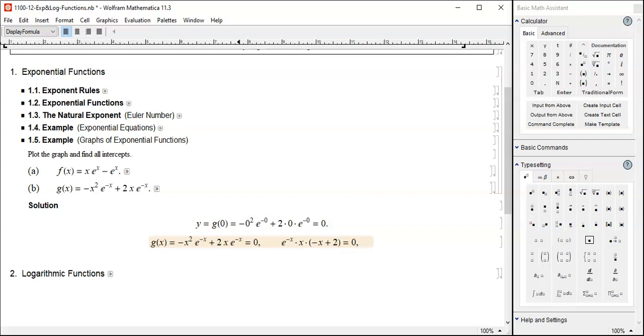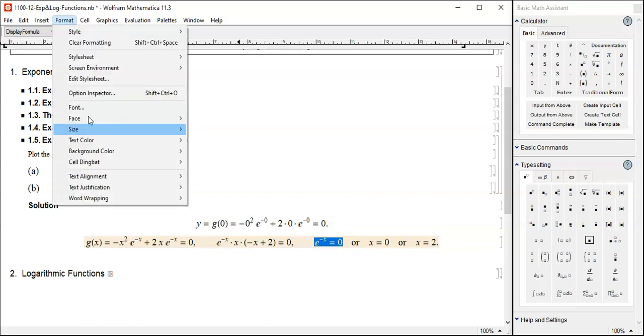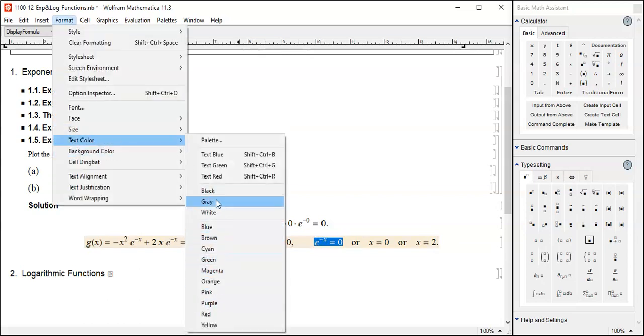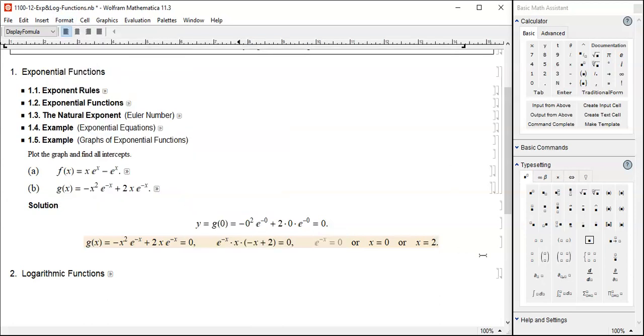So, exponential is 0, which is impossible. The second factor, x is equal to 0. Alright, there goes 1. Negative x plus 2 is equal to 0, but let's just solve it right away. X equal to 2 like that. And exponential is never 0, so cross it out. We have those two, x equal to 0 or x equals 2.